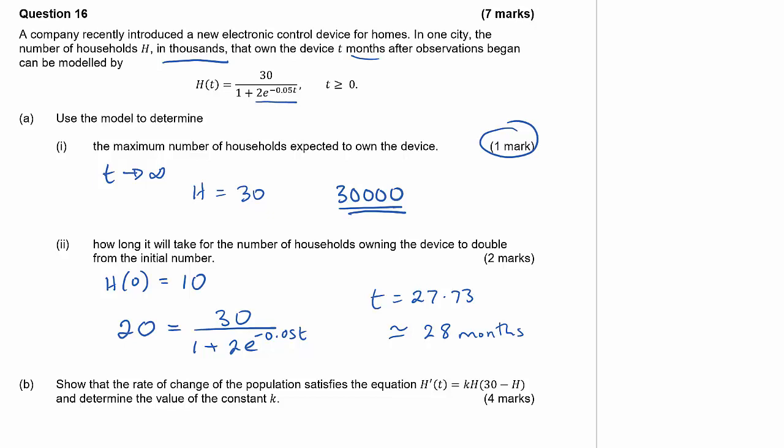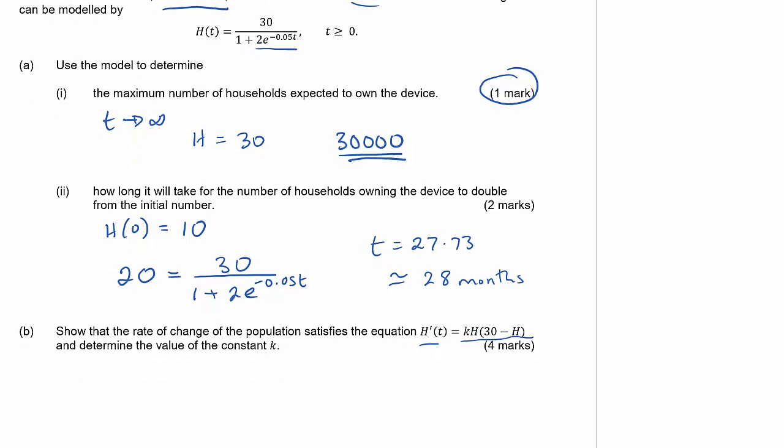Show that the rate of change of the population satisfies the equation dh/dt is kh(30 minus h), and determine the value of the constant k. Now this is fraught with huge algebraic rabbit holes, so you could go a long way around this. I'm going to try and do it reasonably efficiently if I can.